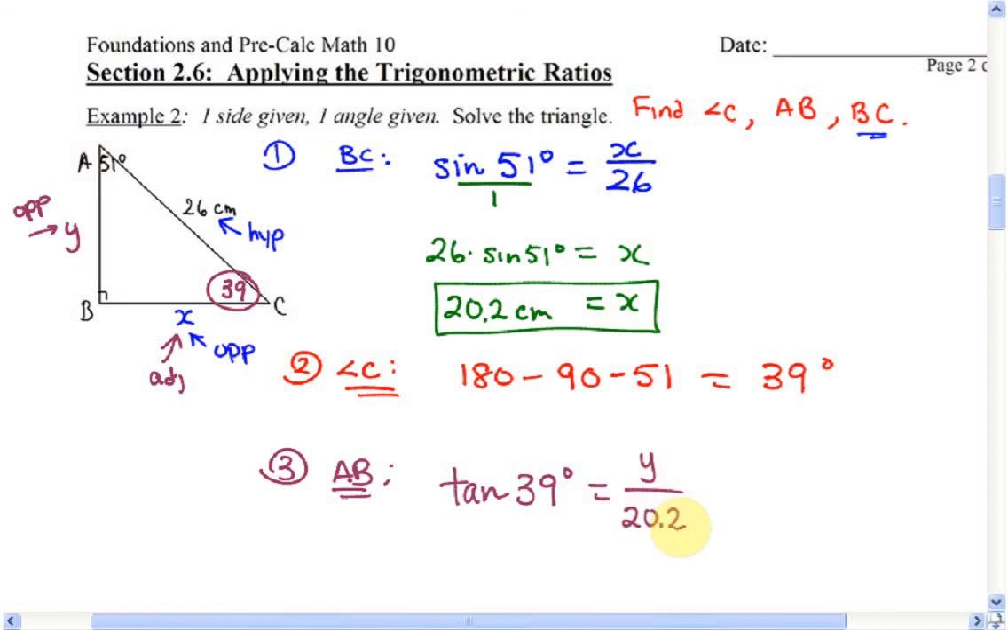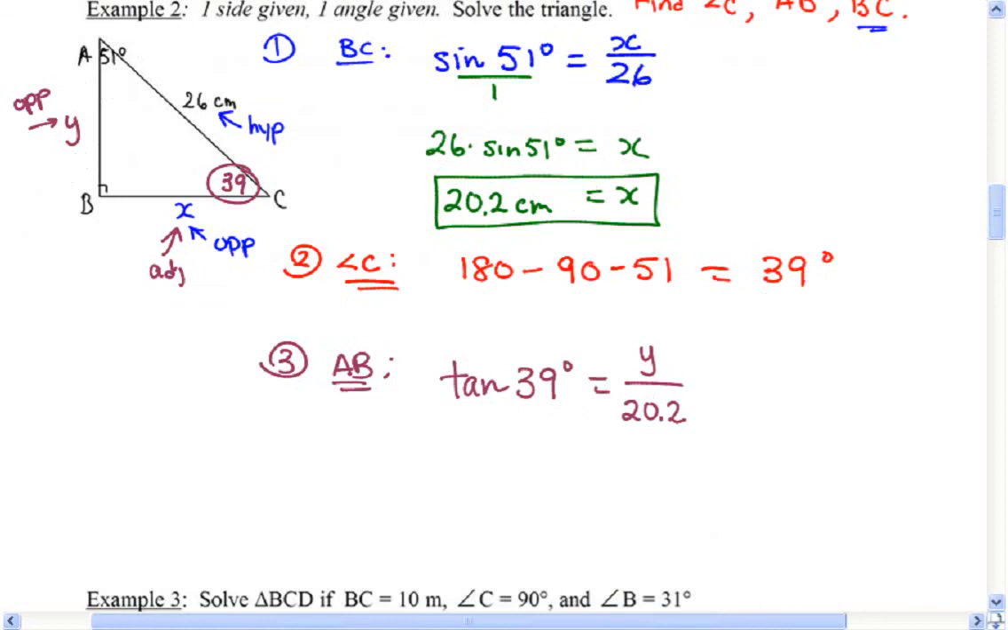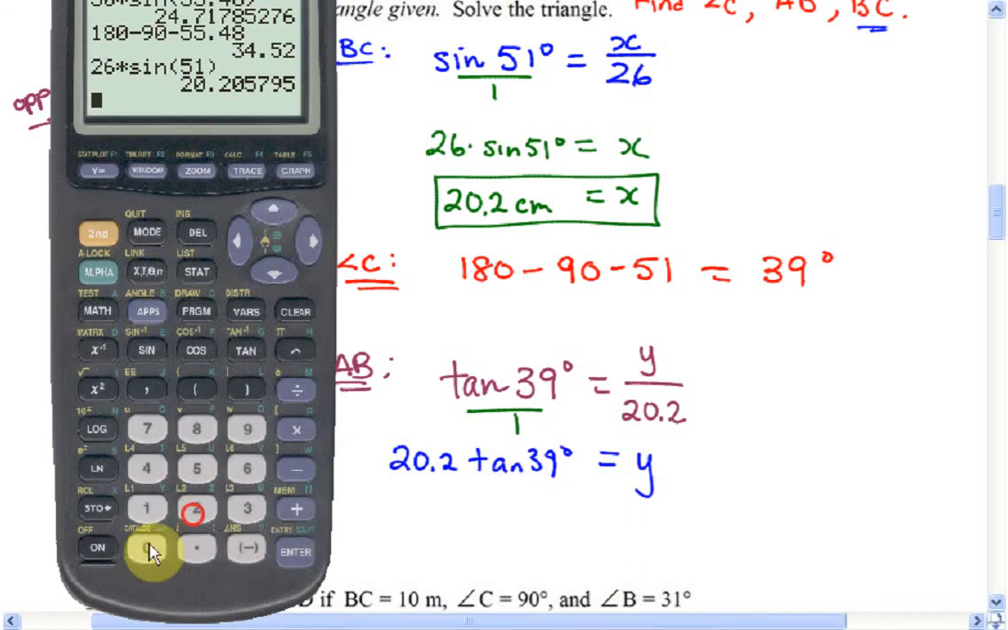So if you set up a ratio like this using tangent, go ahead, once again, cross multiply and solve. And let's see what your final answer is going to be. So y equals 20.2 times tangent 39. Go to your calculator, 20.2 times tan 39. And look at this, about 16.4.